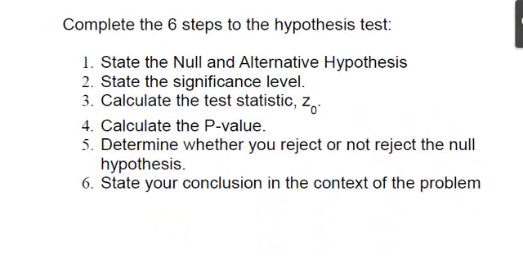If those three conditions are met, we're now ready to do the 6-step hypothesis test. Step 1 is to state the null and alternative hypothesis. You'll find that in the question that you are trying to answer. Number 2, state the significance level. In our class, we'll give you the significance level. Remember what that is. It's the probability of a type 1 error, and it's our benchmark for how we're going to reject or not reject the null hypothesis.